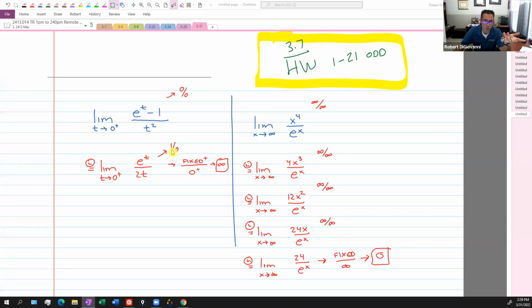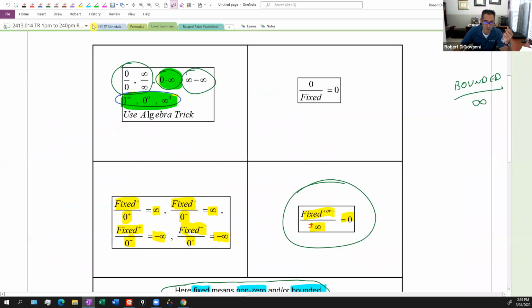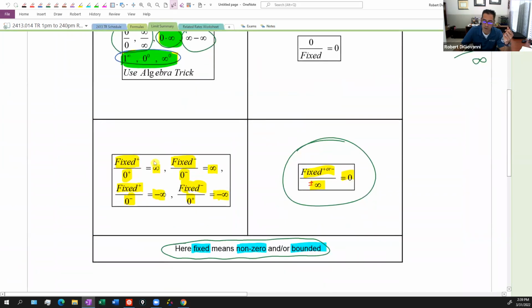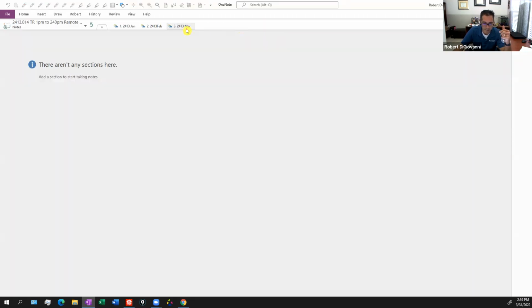So now I just think about what's happening here. The top is headed to 1, which is a fixed positive number. The bottom is headed to 0. And because I'm approaching 0 from the right-hand side, it's approaching 0 through positive numbers. Anytime you have a fixed positive number over a positive number that's headed to 0, you'll get positive infinity. How do I know that? Because we studied that back here. Fixed over 0. We know that there's only these possibilities. So yes, you have to remember that stuff.